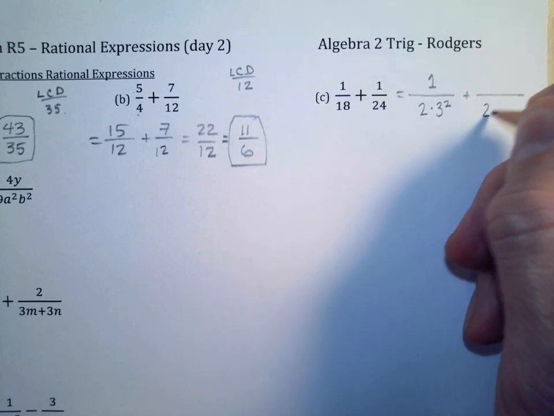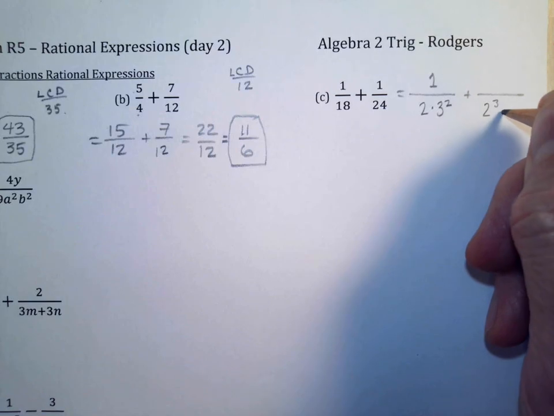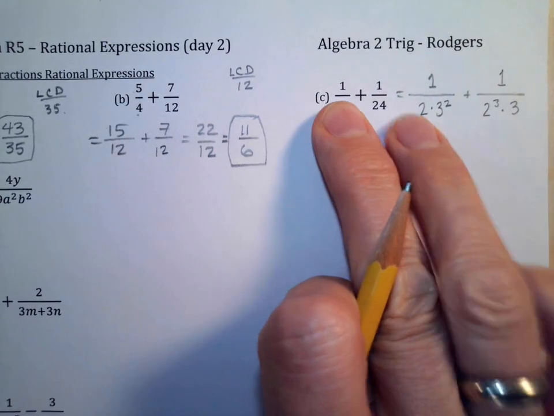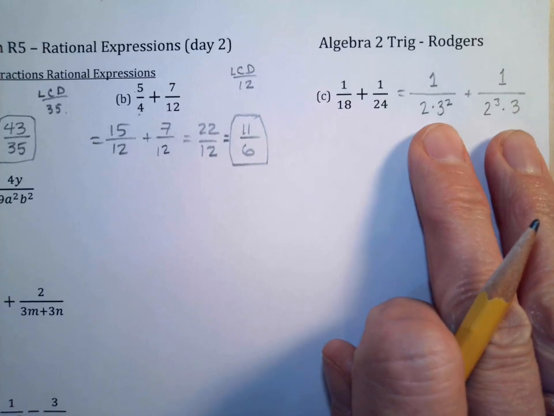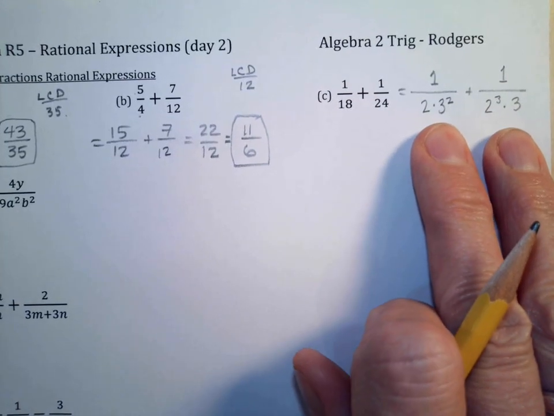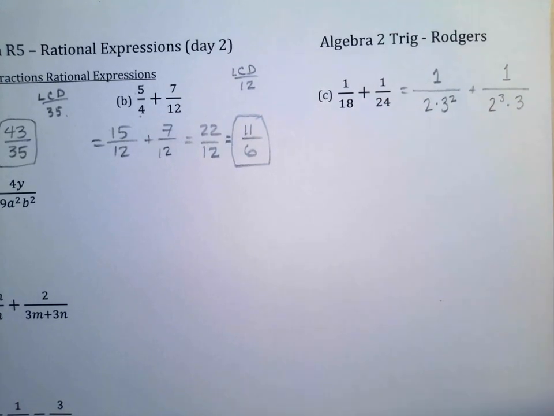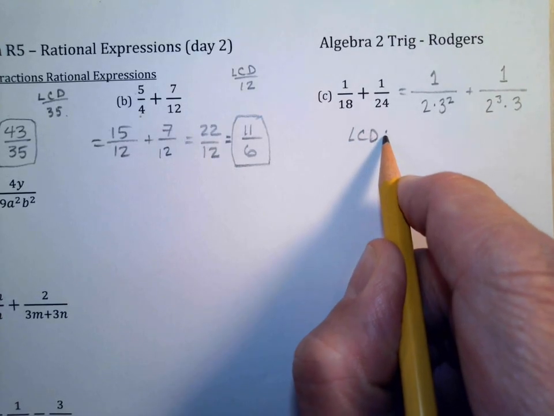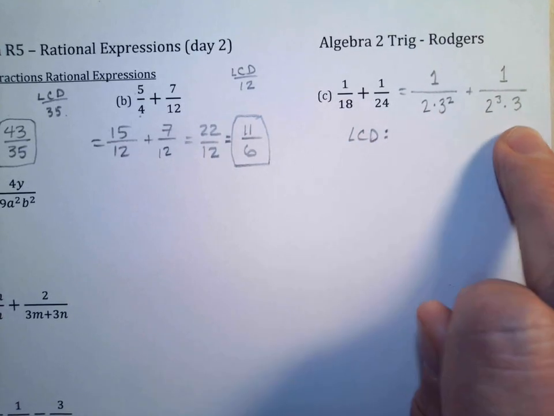So 2 cubed times 3. Okay, so here we've written these fractions with the denominators as their prime factorizations. Okay, now how do we find the LCD? The LCD is going to be made up of any factor that's in any of the denominators.